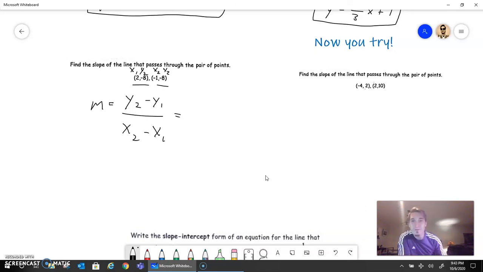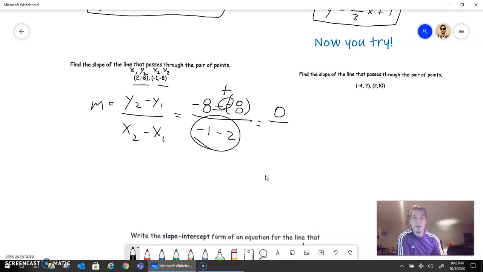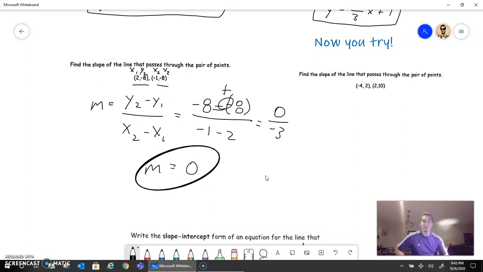If I follow that format, my slope is -8 minus a -8 over -1 minus 2, which becomes -8 plus 8 is 0 over, it doesn't matter what's on the bottom, unless it was 0. In this case, it's -3. So my slope for the equation of this line is 0. And sure enough, if you look at the 2 points, they both had a y value of -8.